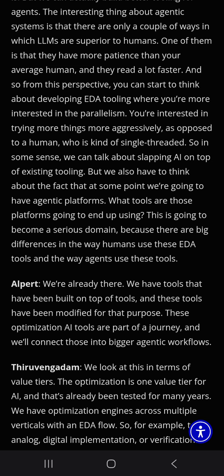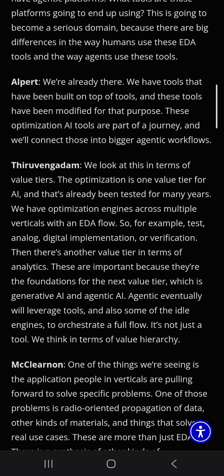This is gonna be a serious domain because there are big differences in the way humans use these EDA tools and the way an agent uses these tools. We're already there. We have tools that have been built on top of tools, and these tools have been modified for that purpose. These AI tools are part of our journey, and we are connecting those into bigger agentic workflows.